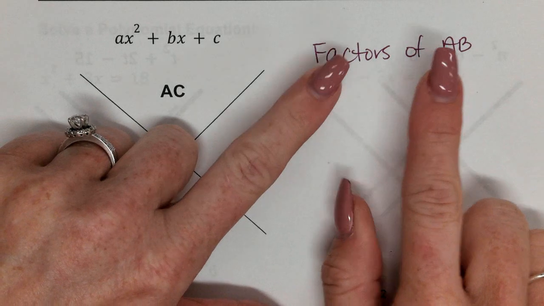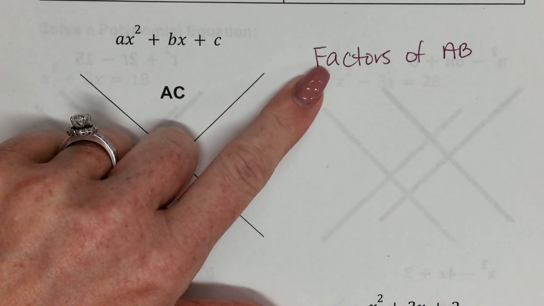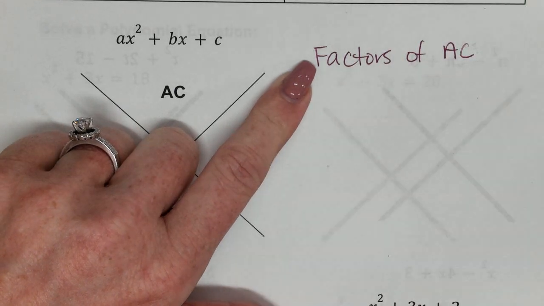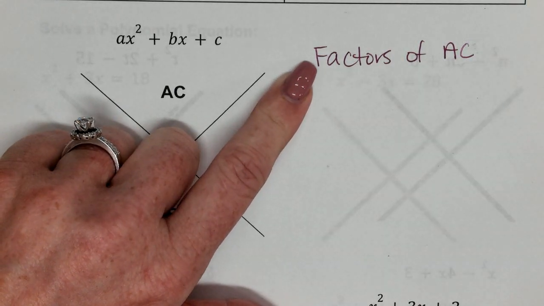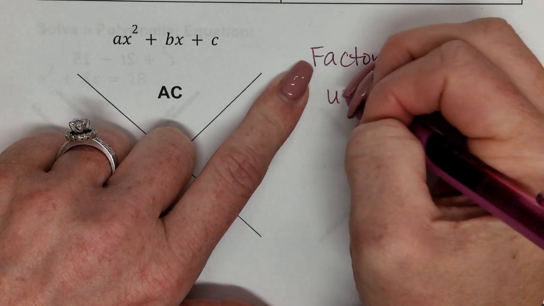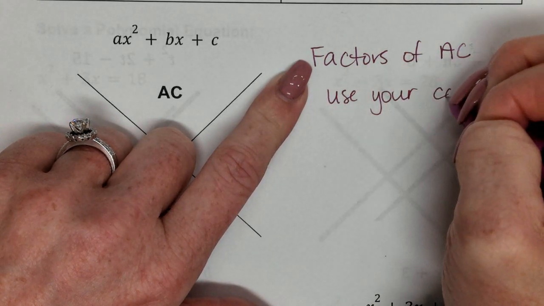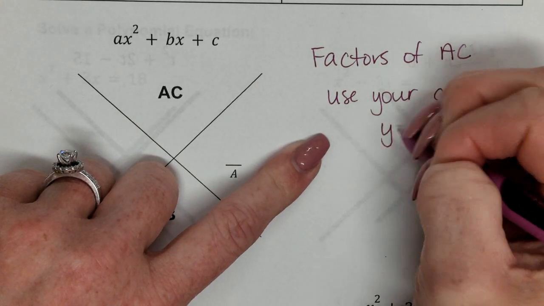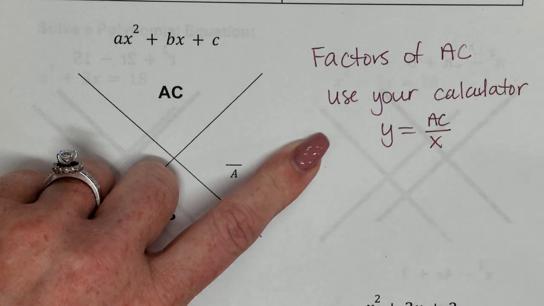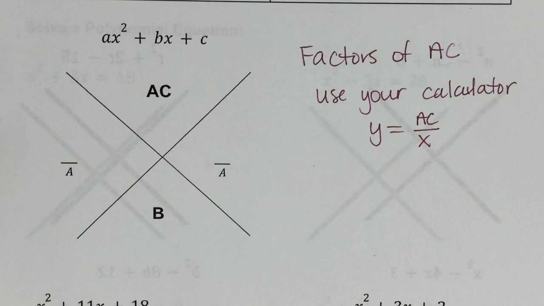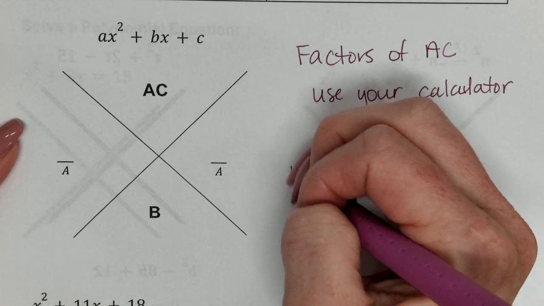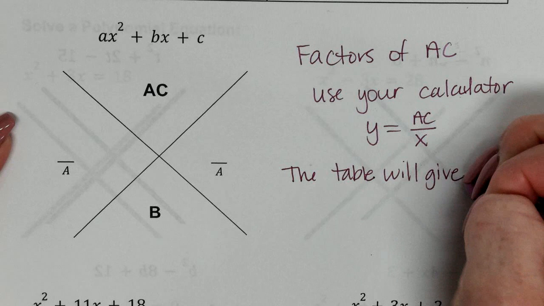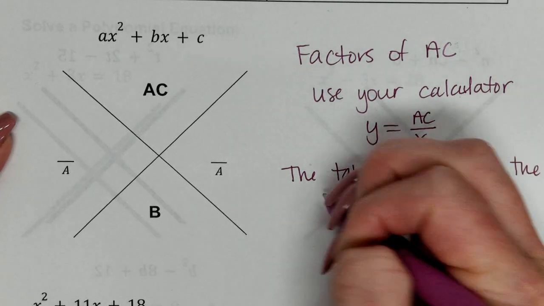All right, so we're looking at factors of, oh my gosh, I didn't even write it correctly, and y'all didn't correct me. You're looking at factors of A times C. To find the factors, you're going to use your calculator, if you need to, by putting in y equals A times C over x, just like I did y equals 12 over x. The table will give you the factors.